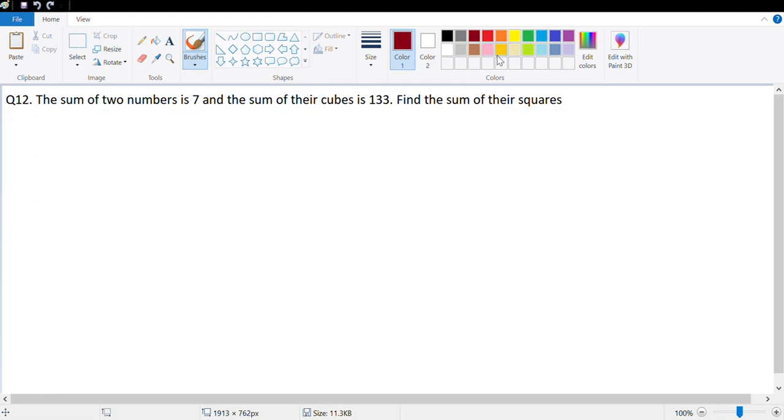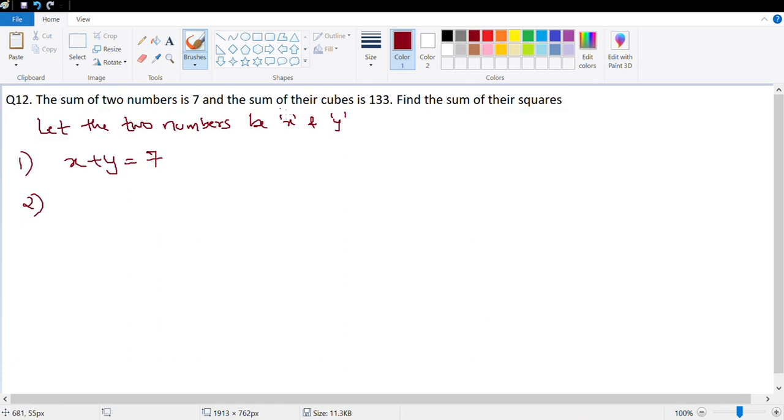Next question, question number 12. It says sum of two numbers is 7. So let the two numbers be x and y. So the first thing which is given is x plus y is equal to 7. What's also given is sum of their cubes is 133, which means x cube plus y cube is equal to 133. They want us to calculate the sum of their squares, which means x square plus y square is what they want us to calculate.